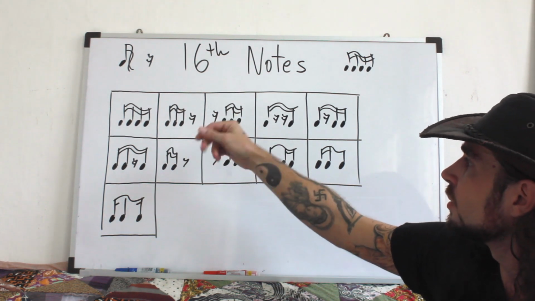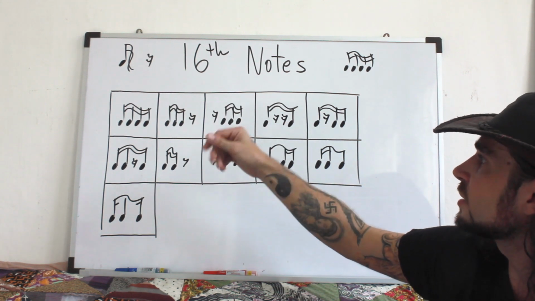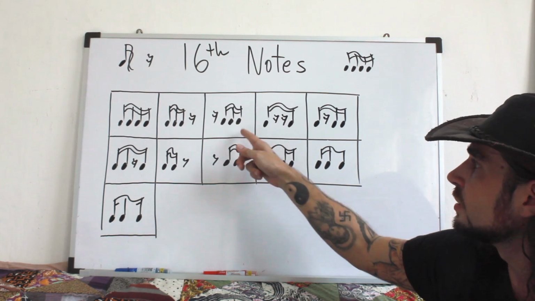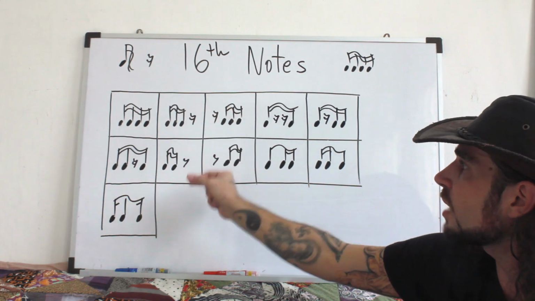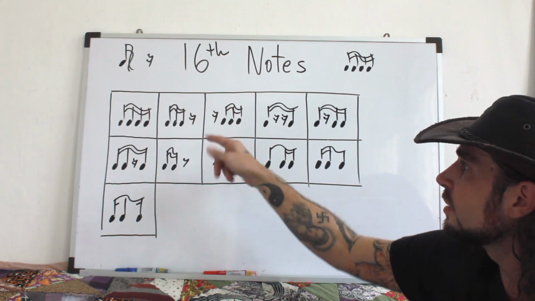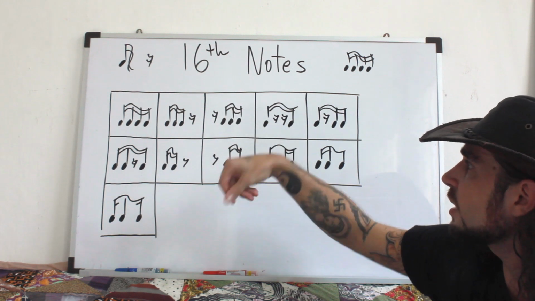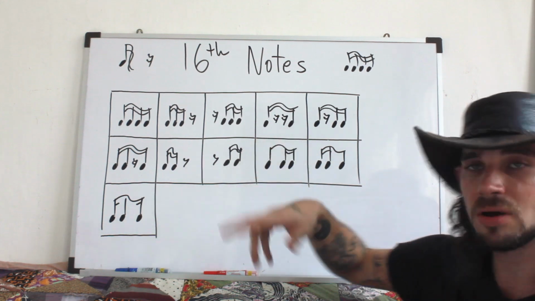So 1, 2, 3, 4. Ta ta ta ta ta ta, instead of rest ta ta ta. This one, ta ta ta ta ta ta. Okay, call this guy, I call him Wild Bill.